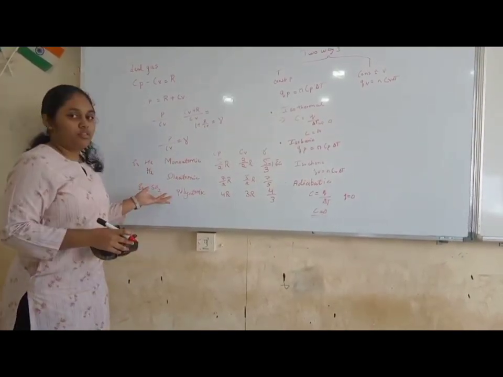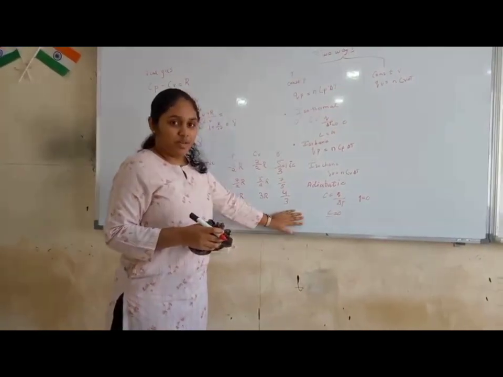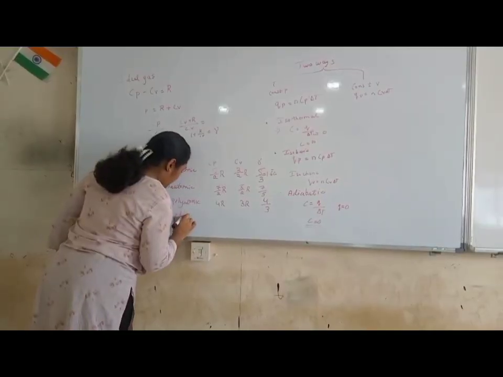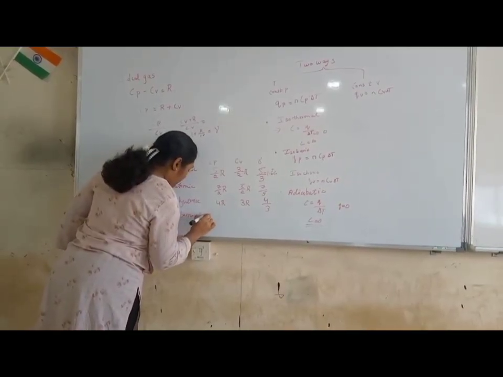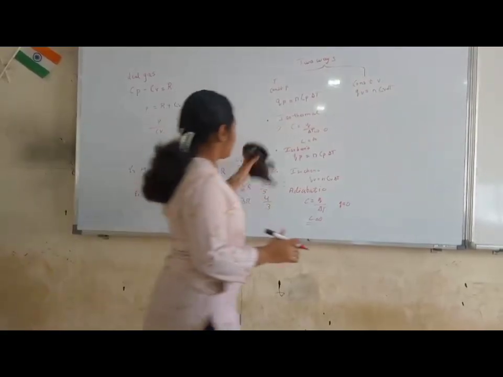This is an example if you want. As atomicity increases, the gamma value also increases, and it is directly proportional to gamma.